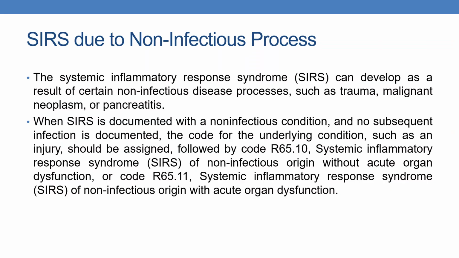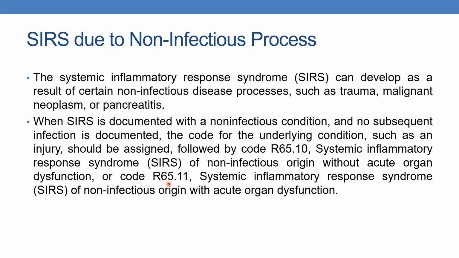Now coming to the next guideline, SIRS, systemic inflammatory response syndrome due to a non-infectious process. Systemic inflammatory response syndrome can develop as a result of certain non-infectious diseases such as trauma, malignant neoplasm, or pancreatitis. When SIRS is documented with a non-infectious condition and no subsequent infection is documented, the code for the underlying condition, such as injury, should be assigned as PDX, followed by code either R65.10, SIRS of non-infectious origin without acute organ failure, or R65.11, systemic inflammatory response syndrome of non-infectious origin with acute organ failure.